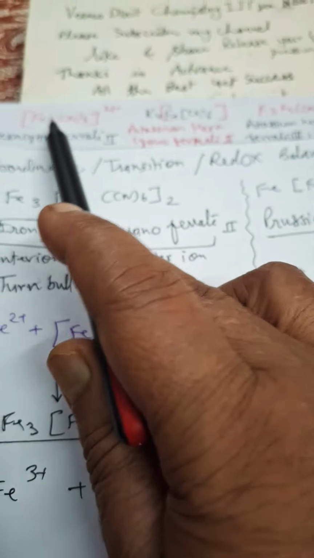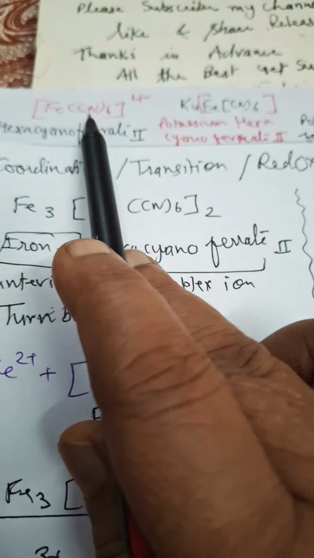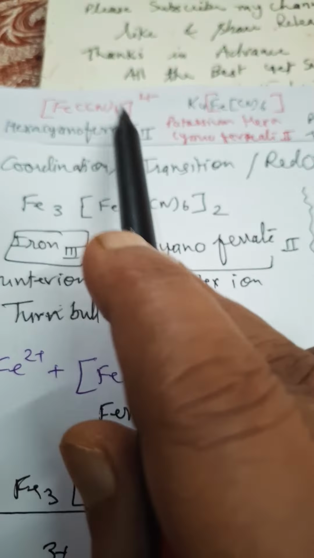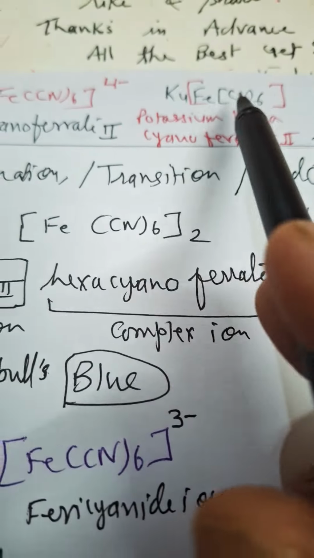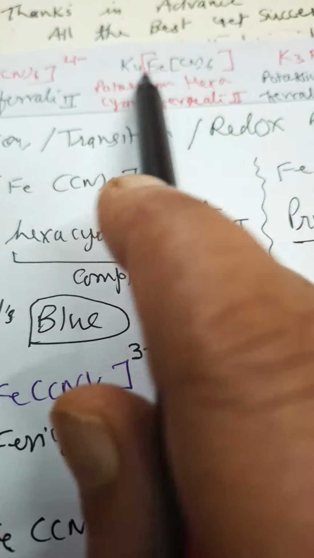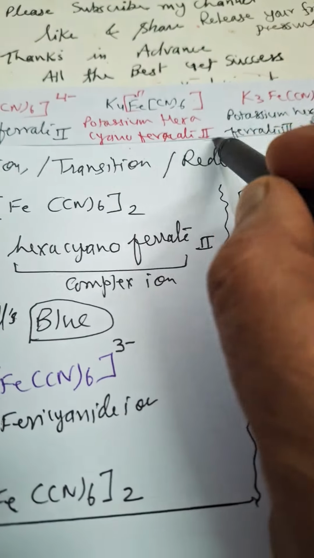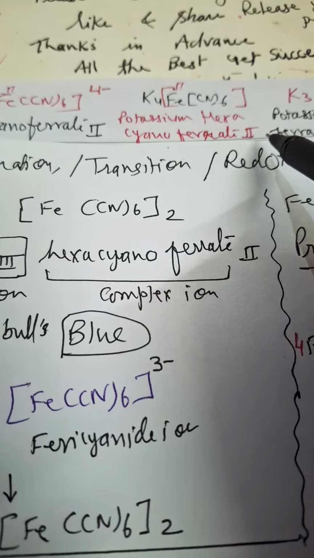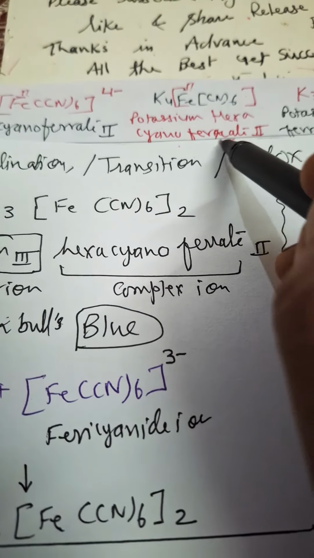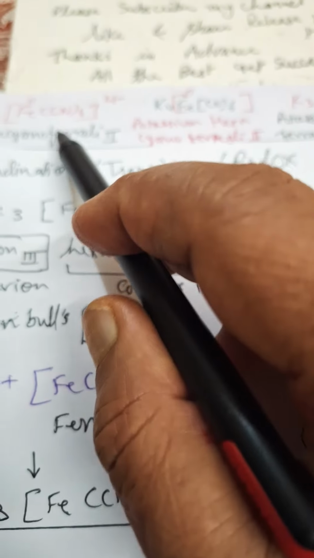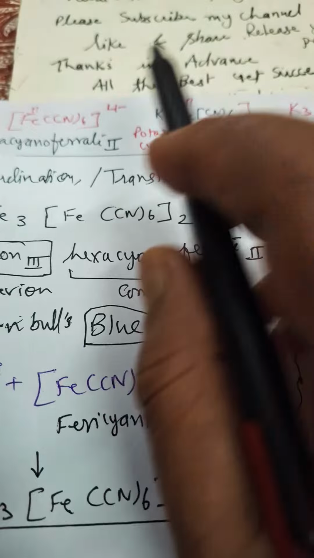So, coordination compound here, this is hexacyanoferrate(II) ion, and its salt will be potassium hexacyanoferrate(II). Ferrate(II): the oxidation state of Fe here is +2. This is called potassium hexacyanoferrate, and since it is a negative ion, the iron name ends with ferrate. Ferrum is the name of iron.